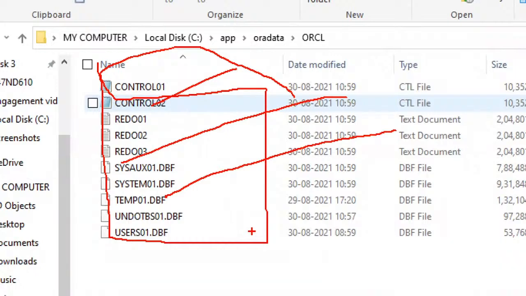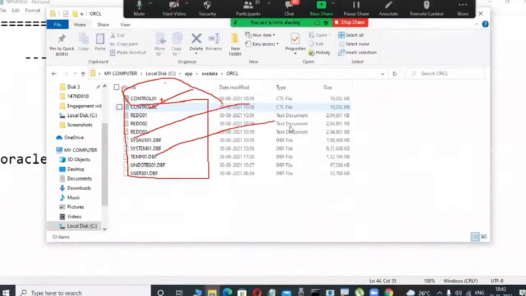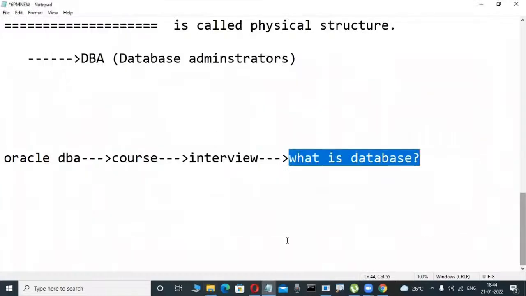Because they are working with it, they are the well-known persons of data files, redo log files, control files, and the relation between logical and physical. Those are all the things they have an idea about. That's why it is nothing but a collection of data files, control files, redo log files. That is the correct answer from a database administrator's point of view.